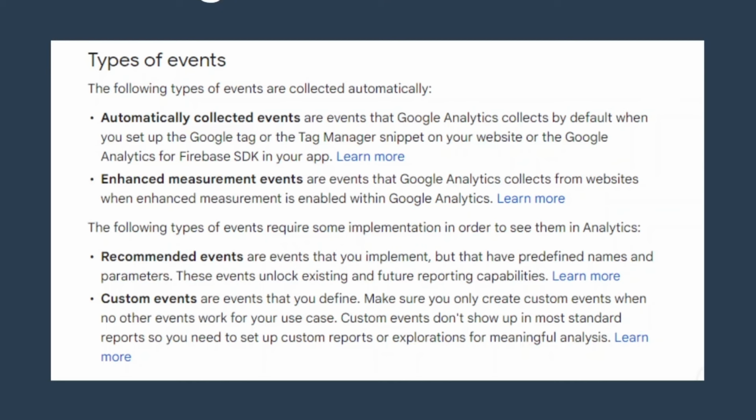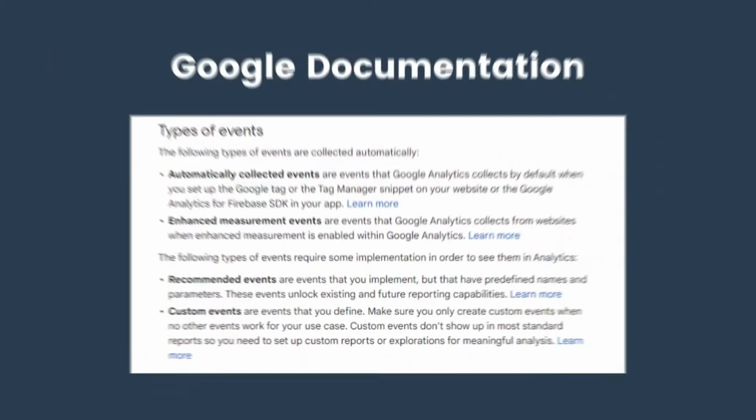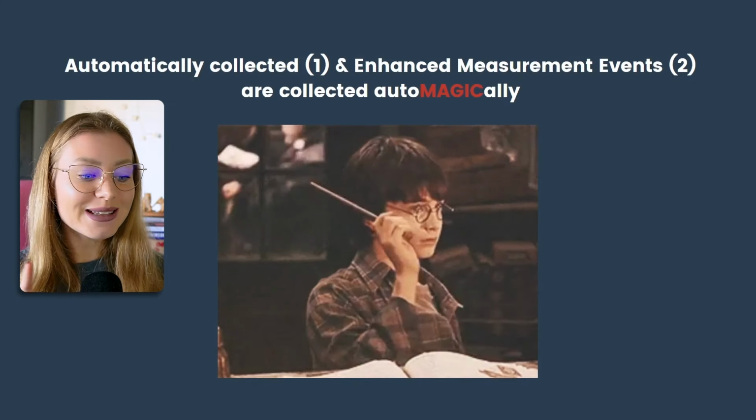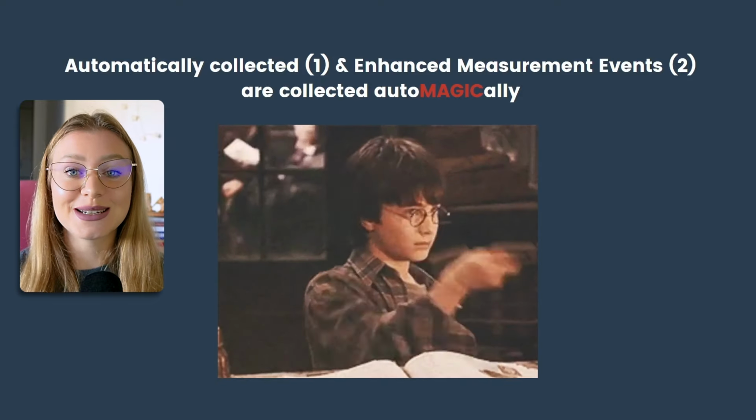You should make sure that you enable this feature in your GA4 settings. Recommended events must be installed manually, so you must implement those, but these are the events that have some predefined names and parameters, and you can find those in Google documentation. And then come custom events. So let's say you did not find the event name that is suitable for your case in the list of those recommended events, and this is where you would set up a custom event, and you can also send any parameters you want.